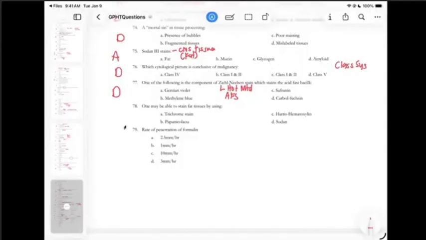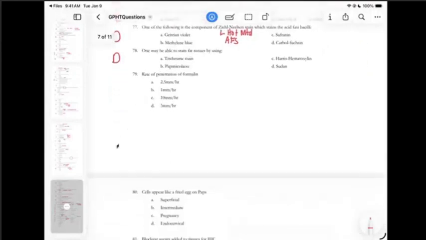77, letter T. Number 78, one may be able to stain fat tissues by using Sudan. 78, letter D. So trichrome, that can be used for fibers. Papanicolaou for cells, hematoxylin, that's of course the nuclear stain. But for fats, that's your Sudan. 78D. 79, rate of penetration of formalin. So that would be at 1 millimeter per hour. So that's why in fixation, hindi pwedeng masyadong makapal yung tissue. So 79, that's letter B.